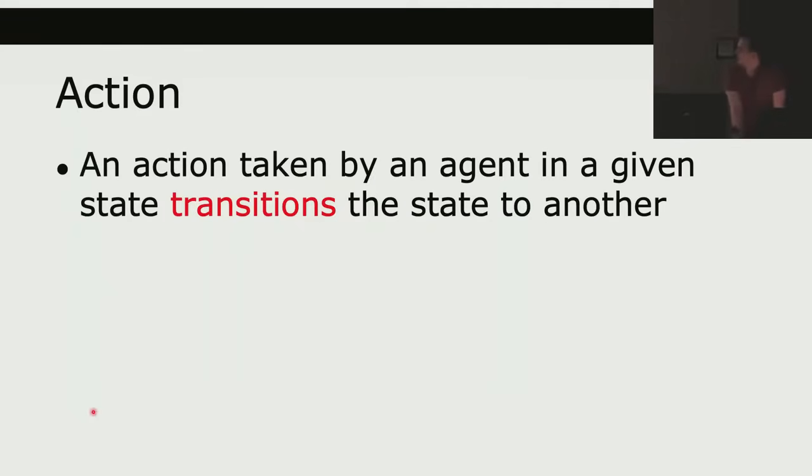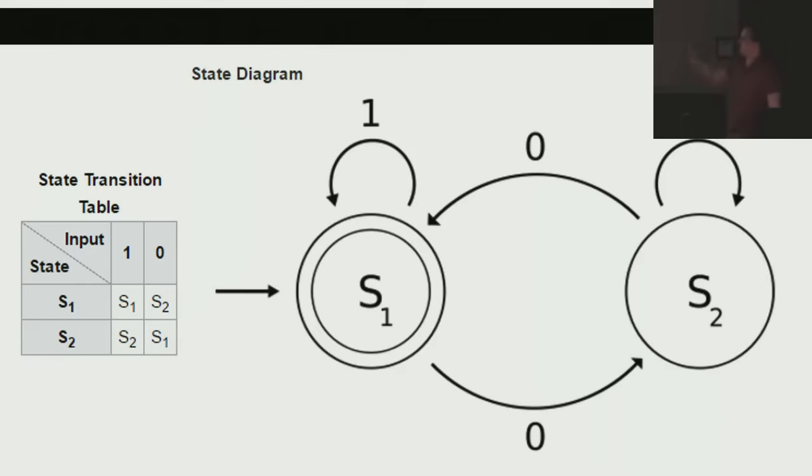Okay, so now we know what an agent is. What is an action? So an action taken by an agent in a given state transitions the state to another state. So we call them state transitions, go from state 1 to state 2 to state 3, etc. And so here's an example you may have seen. This is a state transition diagram, and this is a state transition table. So over here, this environment is so simple, it just has 2 states, right? And the actions are so simple, there are only 2 actions.